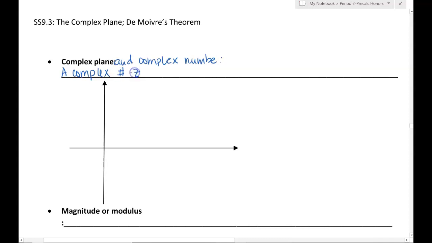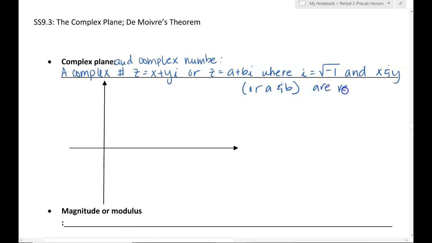number such as z equals x plus yi, or if you see z equals a plus bi, they're exactly the same, okay? Where, remember in algebra 2, i is the square root of -1, and x and y, or if we use a and b, are real numbers. So let's kind of graph it out a little bit.